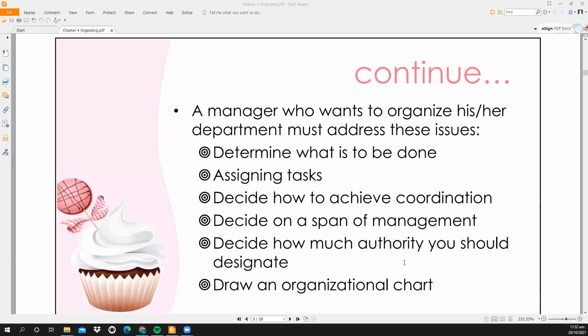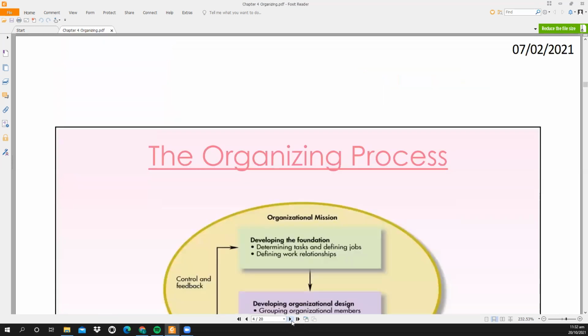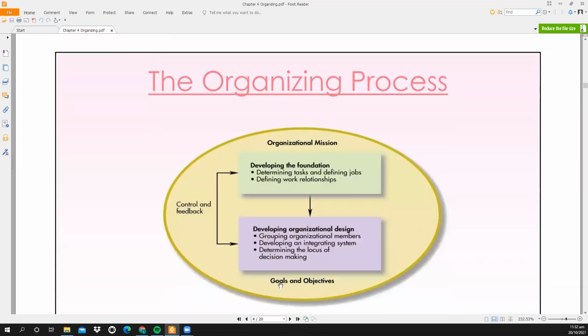Draw an organizational chart. So this will be your task for this chapter, to draw or to make an organizational chart for the business plan of Grade 12 EBM for their Principles of Marketing. So we will have an idea on how to create an organizational chart. Okay, so the organizing process.